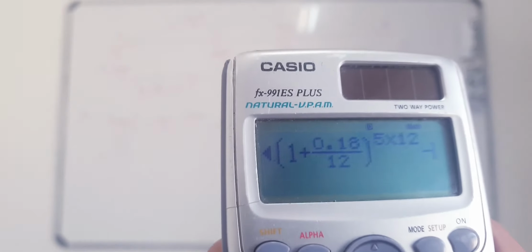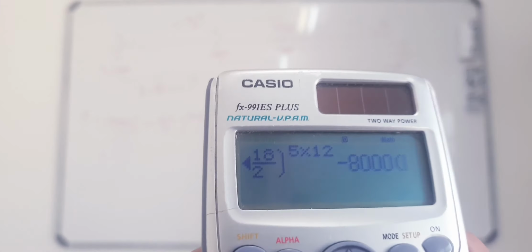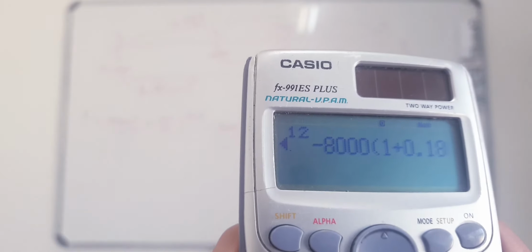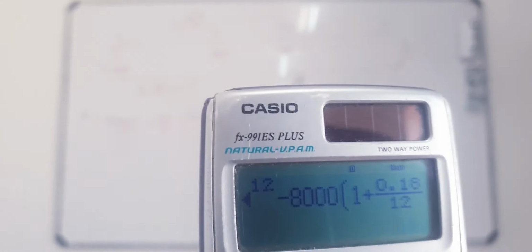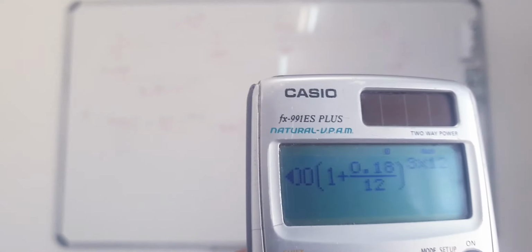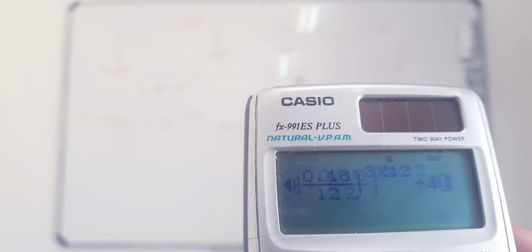Then you're going to say minus 8,000 into 1 plus 0.18 all over 12 raised to the power of 3 multiplied by 12. Then you're going to say plus 4,000 into 1 plus 0.18 all over 12 raised to the power of 1.5 multiplied by 12.